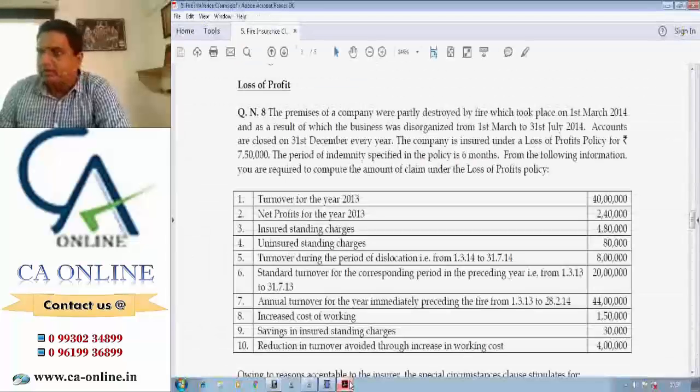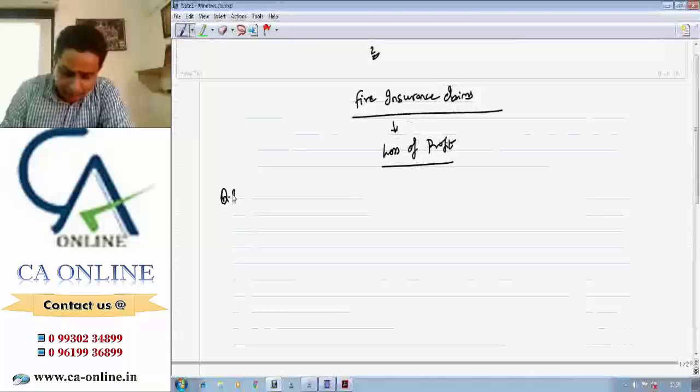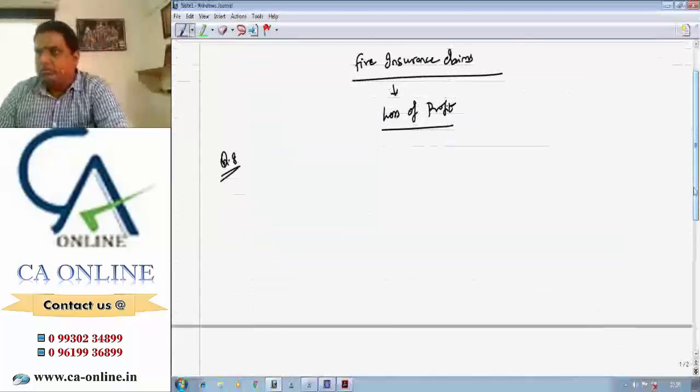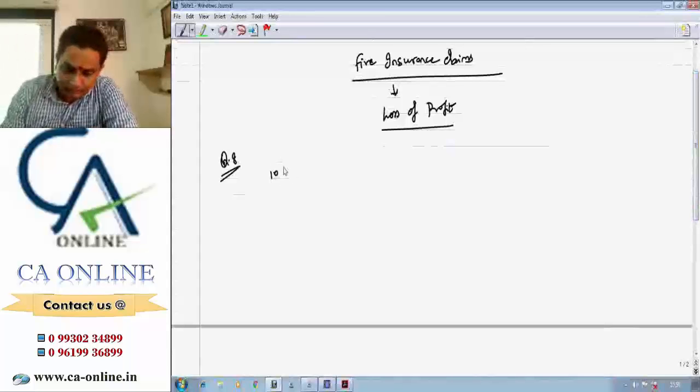Question number 8. So before proceeding further, how many steps are there in loss of profit problems? 10. What are the 10? First you need to find out short sales.